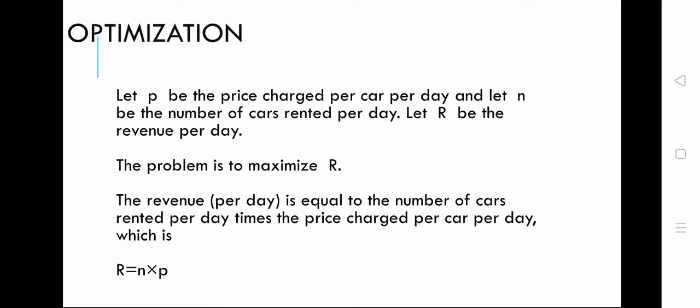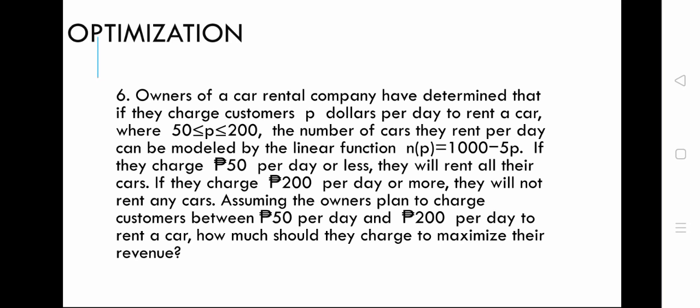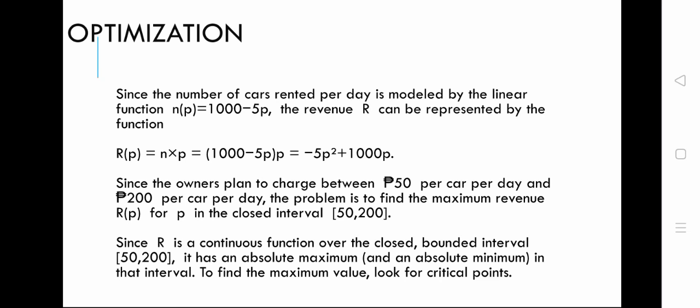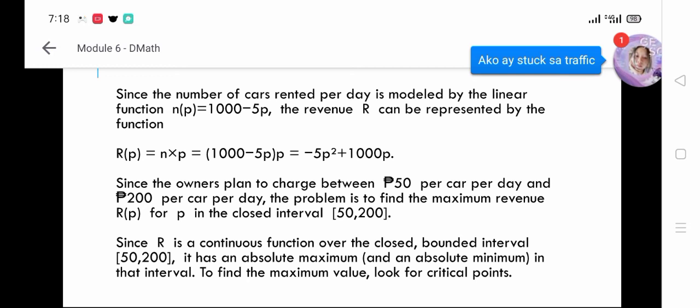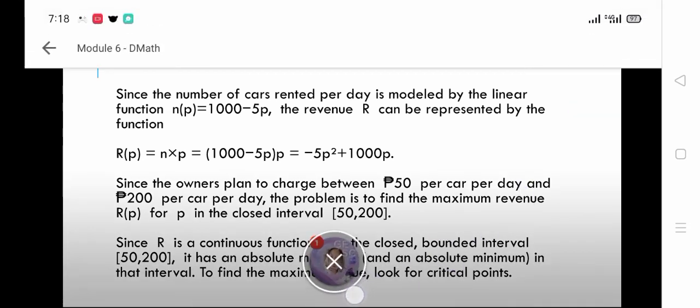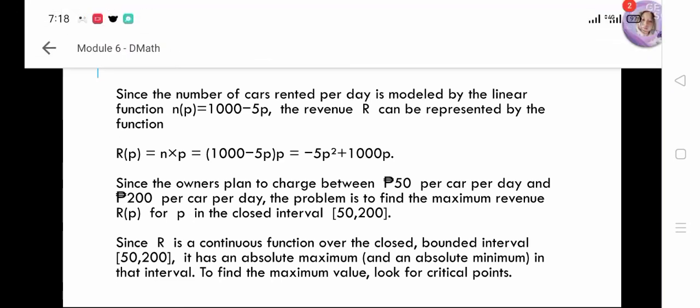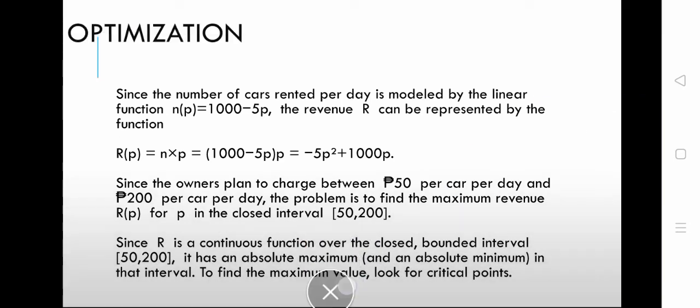Alam natin yung N, yung function ng N dito, and alam din natin yung values ng P, so let's get on. Since the number of cars rented per day is modeled by the linear function, N of P is equal to 1,000 minus 5P. The revenue R can be represented by the function R of P is equal to N times P, which is equal to P times 1,000 minus 5P.